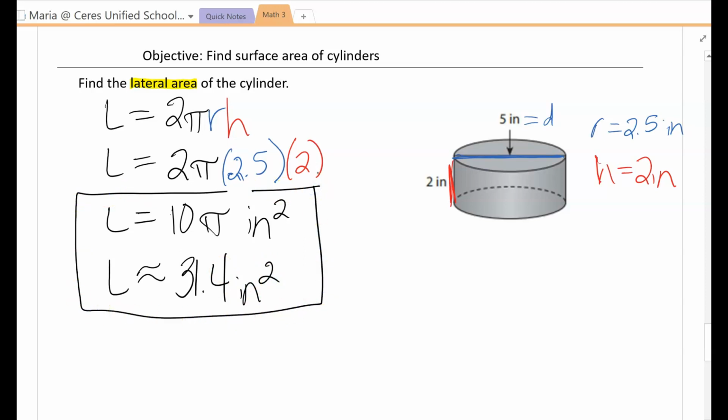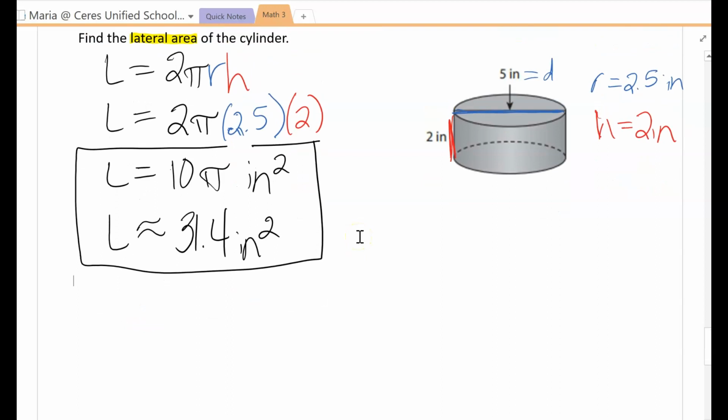Okay, but that's pretty much it. So we went over full surface area and just lateral area. So make sure you read the directions if it's asking for lateral versus surface area.